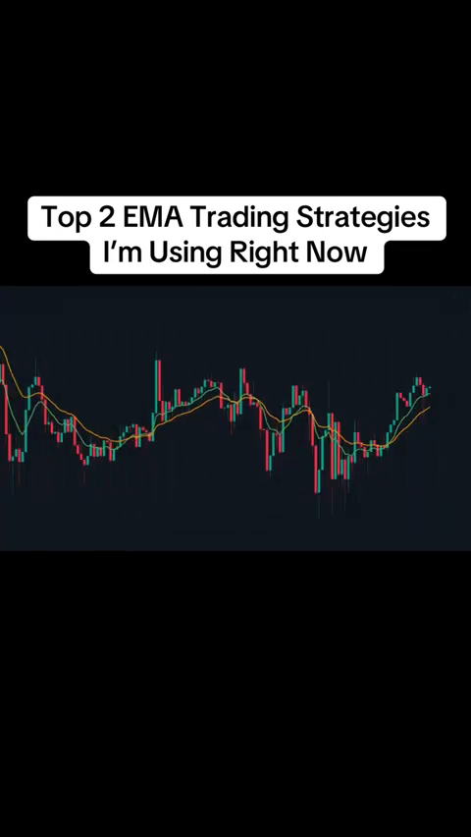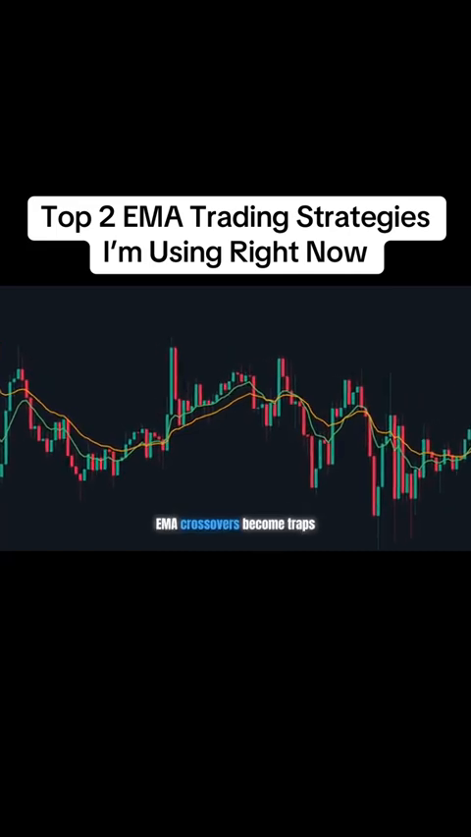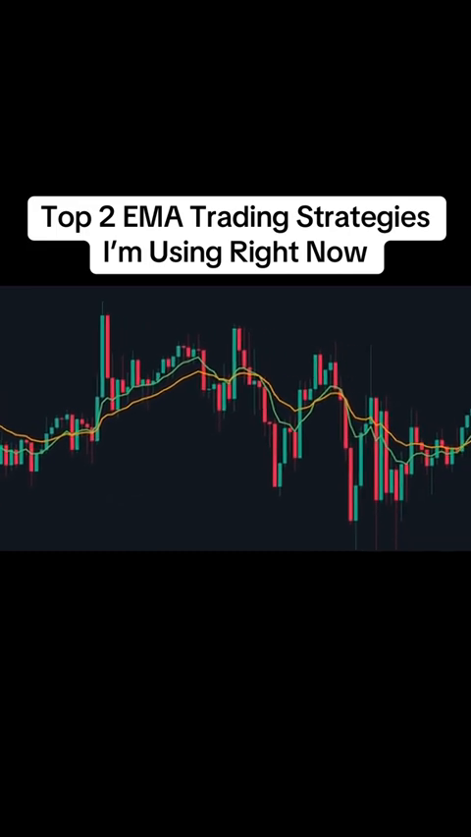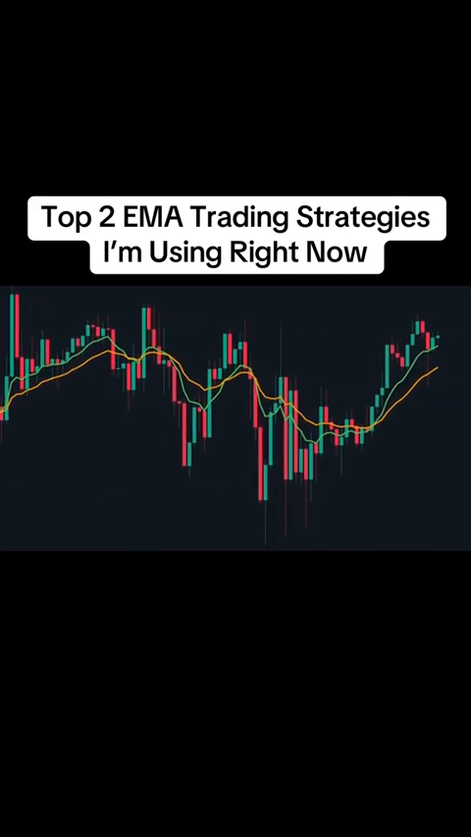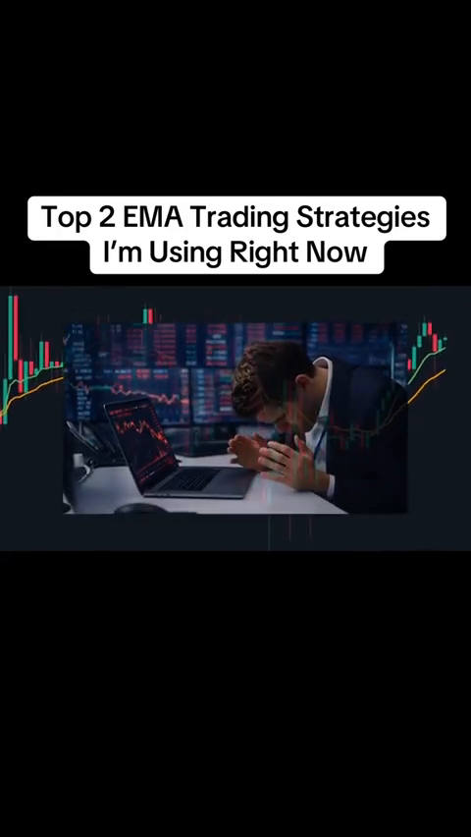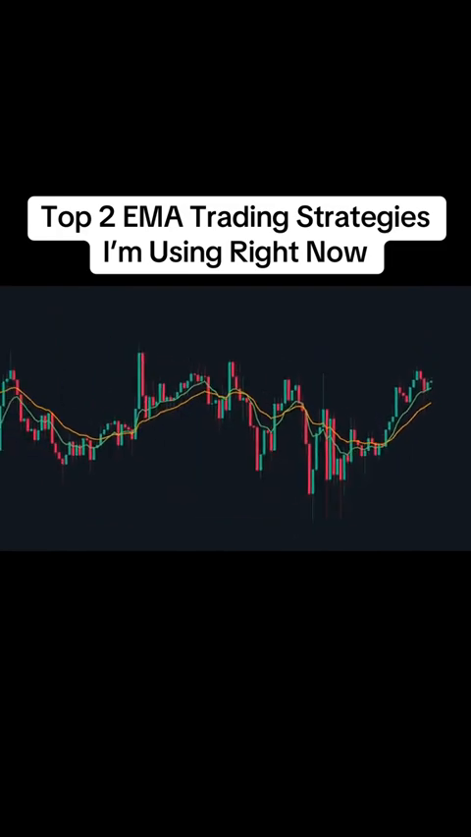But in choppy sideways markets, EMA crossovers become traps. Price crosses back and forth. Momentum shifts constantly. There's no real direction. And that's where traders lose money. They keep trading signals that have no structural support.